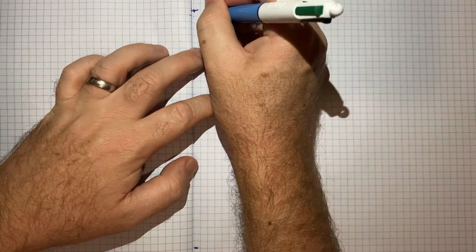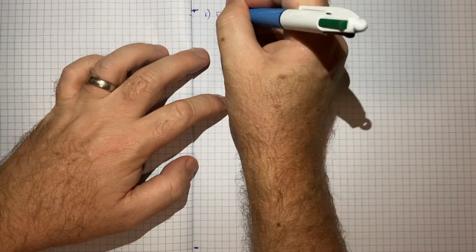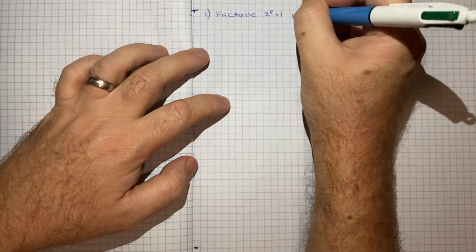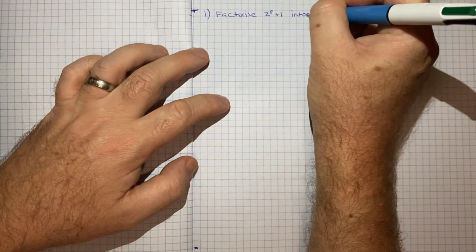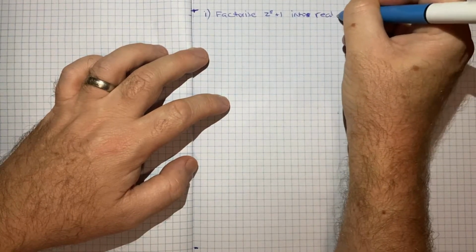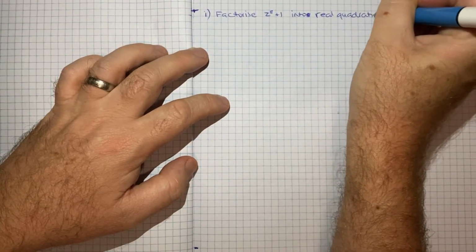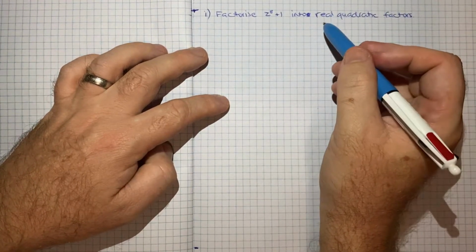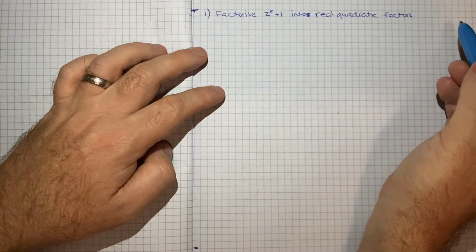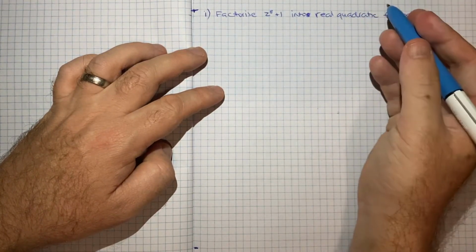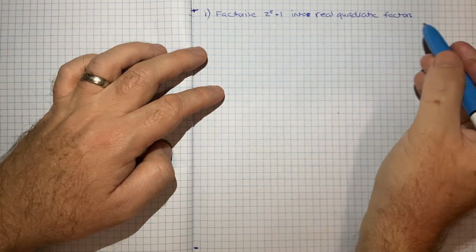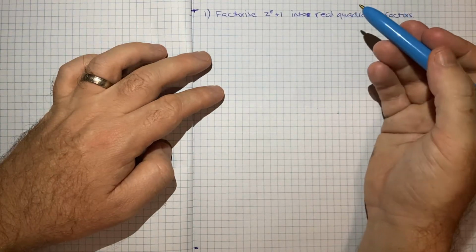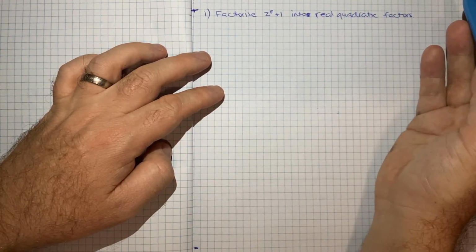Alright, so for part 1, we've been asked to factorise z to the 8 plus 1 into real quadratic factors, which essentially just means we want to have quadratics as the things that we're multiplying together, so things in a power of 2, and we want all the coefficients of, in this case, z to be real. So we don't want any of the coefficients to have the imaginary number i in them.